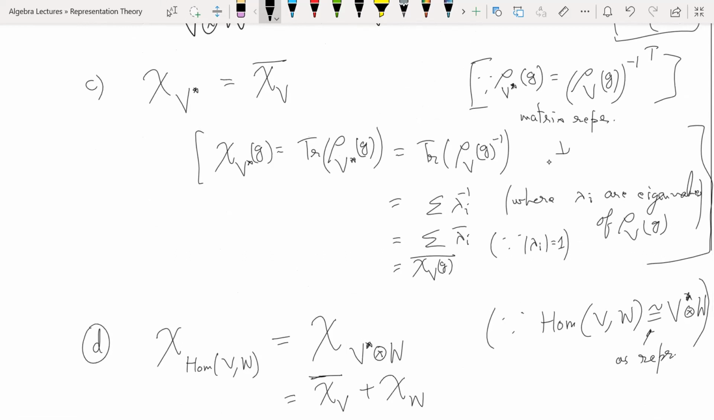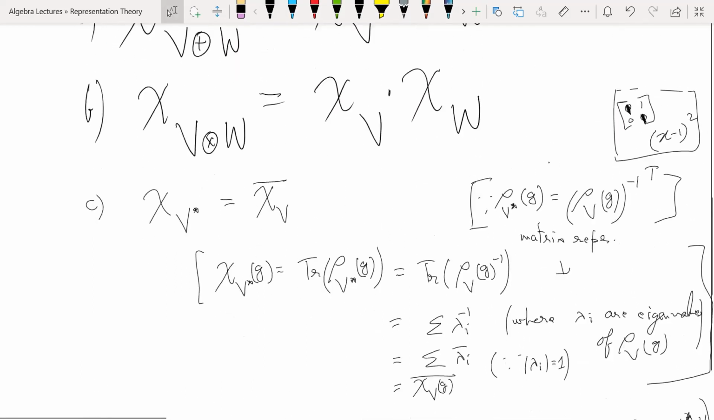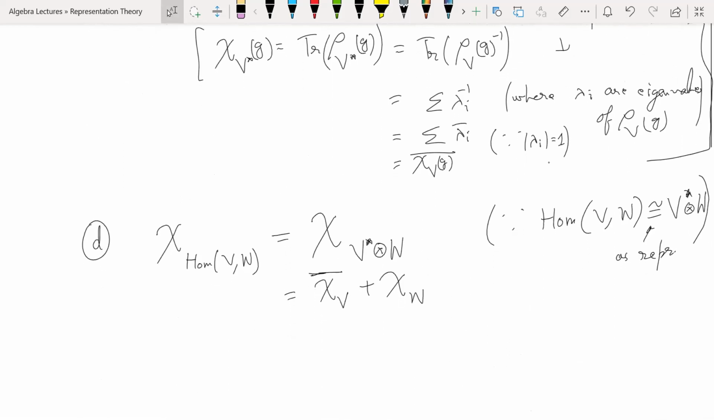So whatever objects we have created so far from representations, we know how to compute the character for all of them. That will be multiplied, right? Say that again. Oh yeah, this is not plus. This should be a product. You're right. Sorry. Plus is when we take the direct sum of representations. Product, yeah, right. Good.